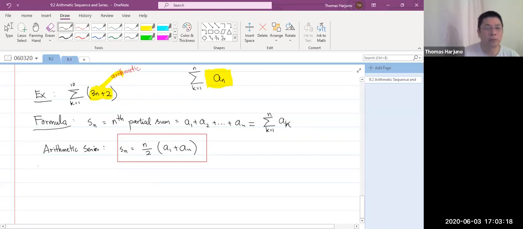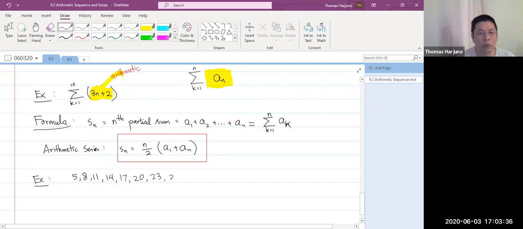Okay, let's say for example, I want to add this: 5, 8, 11, 14, all the way to 26, let's say. Okay, and we see the first term is 5. The last term is 26. Now, what's the number of terms? 1, 2, 3, 4, 5, 6, 7, 8. So there are 8 terms there.